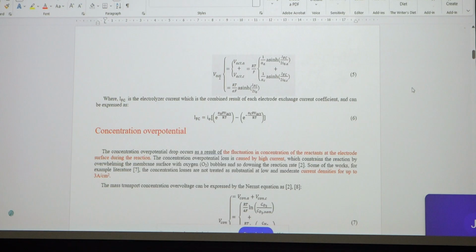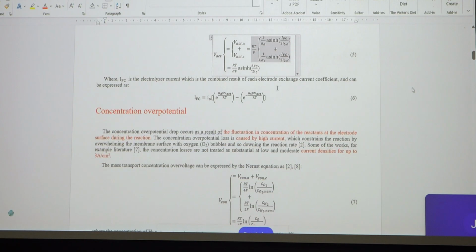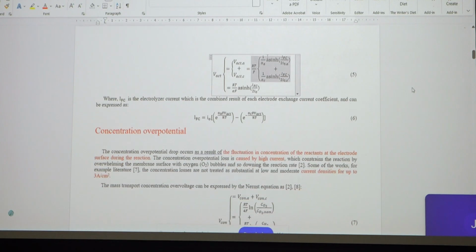Here in these equations we can see activation overpotential is basically split into two sections. One is anodic activation overpotential, another one is cathodic. So here we can see these two parts, anodic and cathodic. Broadly we can write these equations this way. If we combine both anodic and cathodic, then we can write this generalized one.